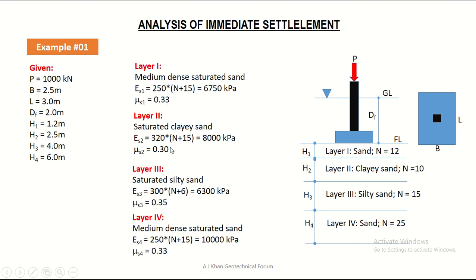Similarly for layer 2, you can calculate, just pick up the right expression of the modulus of elasticity and also pick up the right value of the Poisson's ratio from the tables shown earlier. So layer 1, layer 2, layer 3 and layer 4, we have different types of soils in here. The first one is a saturated sand and the last one is also a saturated sand, and others are slightly different soils: saturated clay sand and saturated silty sand. Okay, fair enough. Let us proceed further. We are almost there.